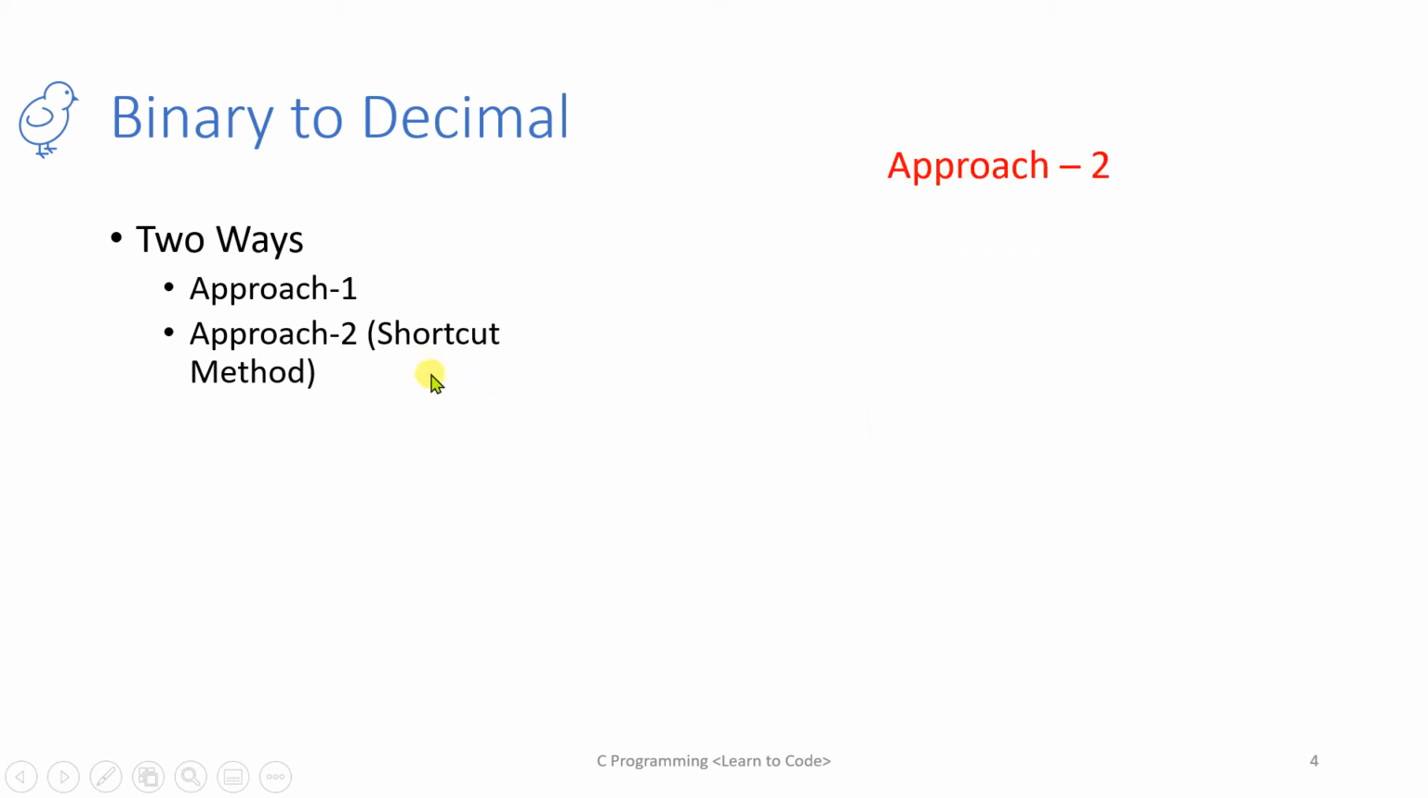So the second approach is generally called the shortcut method. That means by following a particular rule, you can quickly convert a binary number to its equivalent decimal number. So what is the rule? There will be a formula, so you have to remember that formula properly to understand this approach.